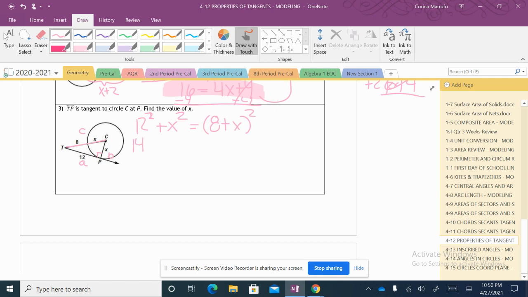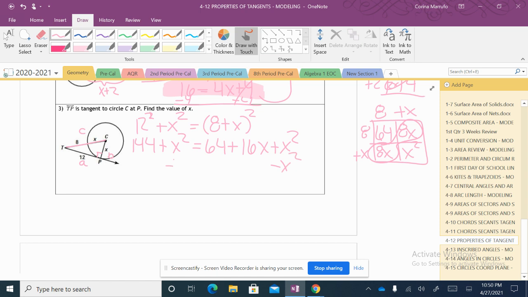Okay, 12 squared is 144 plus x squared equals, I'm going to go ahead and multiply this out to the side. So 8 plus x, 8 plus x. So this gives me 64, this gives me 8x, this gives me 8x, this gives me x squared. So we have 64 plus 16x plus x squared. I got 16x because I combined my like terms. So now I start solving for x. I move over the x squared to the other side, and again, guess what? They cancel each other out. So we are left with 144 equals 64 plus 16x.